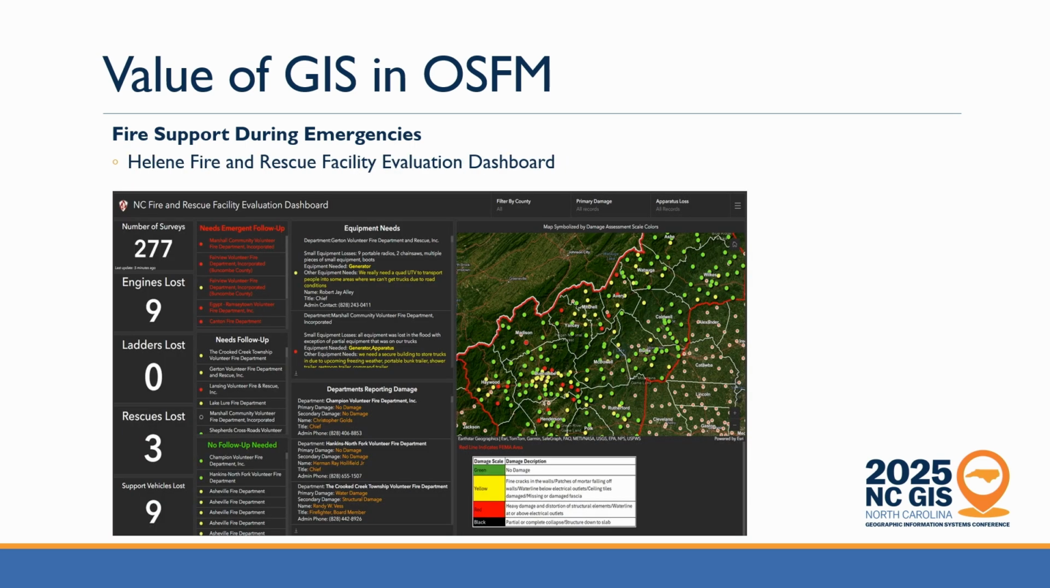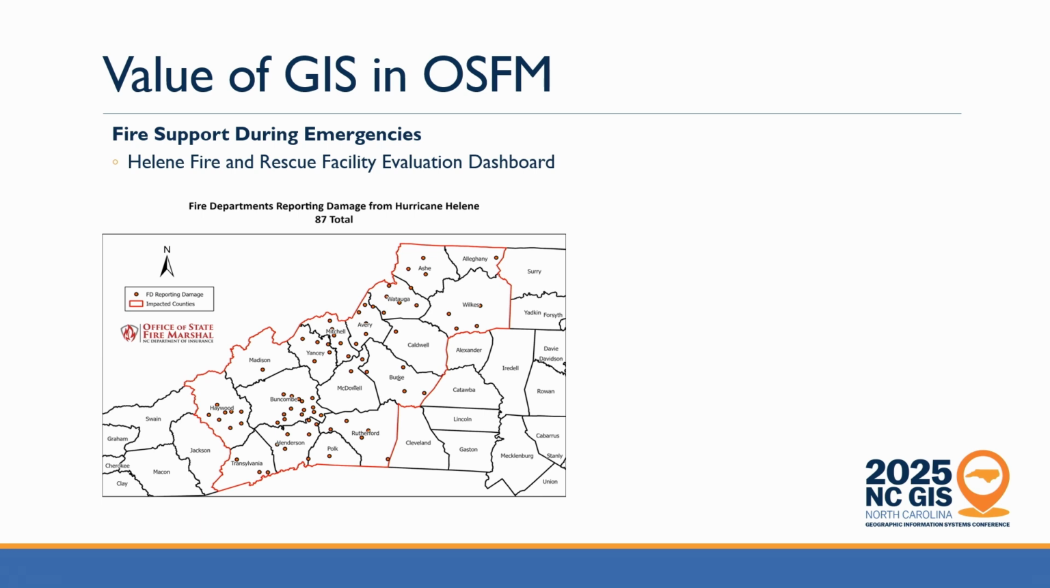Provide the equipment necessary. During Helene, we had a fire and rescue facility evaluation project where we sent out a Survey123 form to all the fire chiefs, and this was not only a really cool way to figure out, okay, was there damage to your fire station and your equipment, but also they could communicate with us, we need chainsaws, we need Starlinks, and then we could send them by helicopter or those different means. So during the storm, we had 87 fire departments report damage.